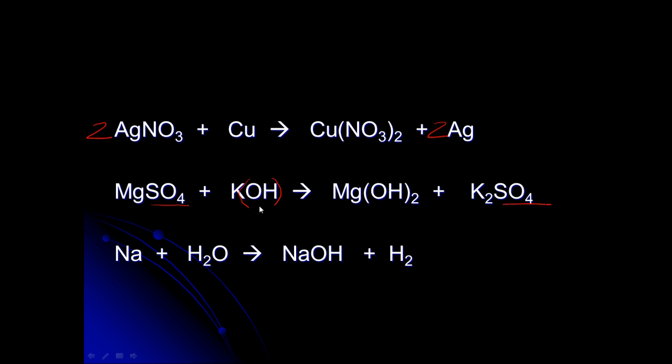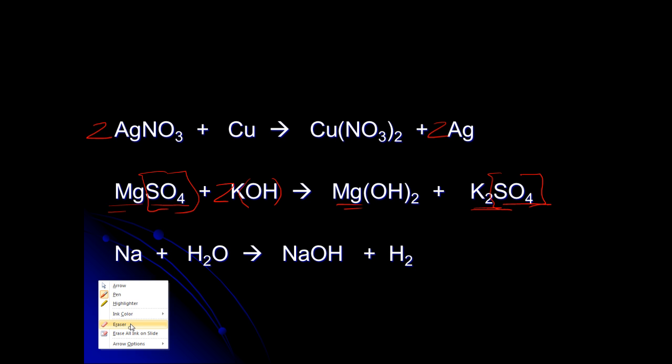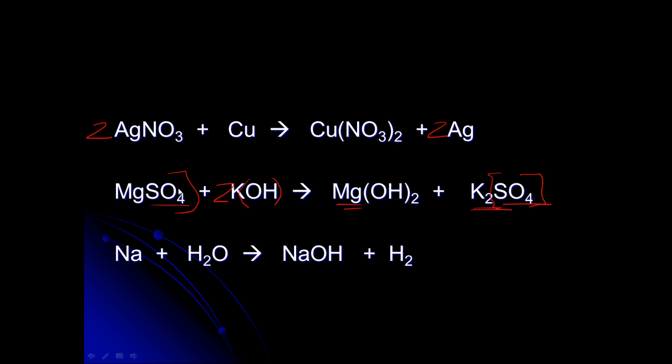So here's the hydroxide, OH. And then here is 2 of the OHs, so I need to put a 2 in front. Okay, and then that gives me 2 potassiums. Well, over here I already have 2 potassiums. And I've got 1 of the sulfate group, 1 of the sulfate group, 1 magnesium, and 1 magnesium. So this one was actually very simple to balance. Again, I'm going to erase this to clean up my marks so you guys can see it more clearly.